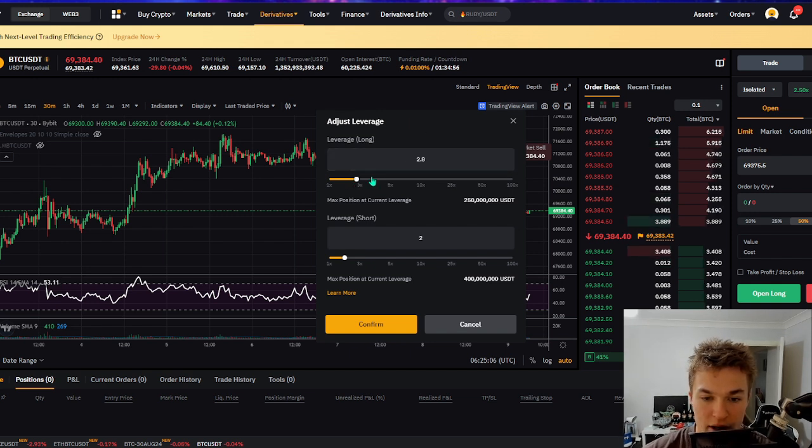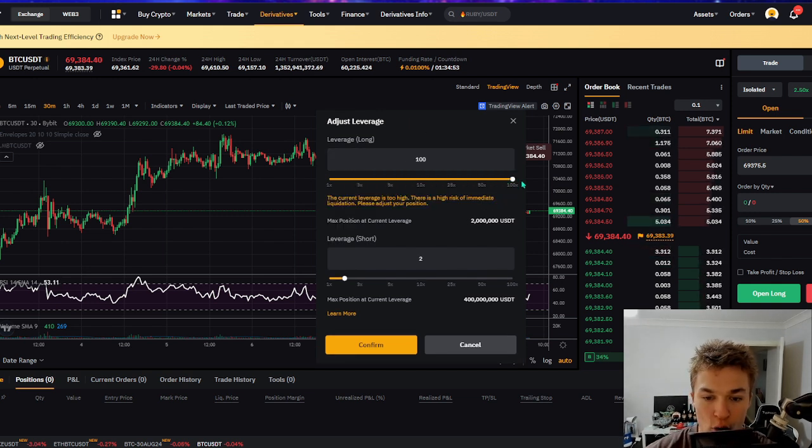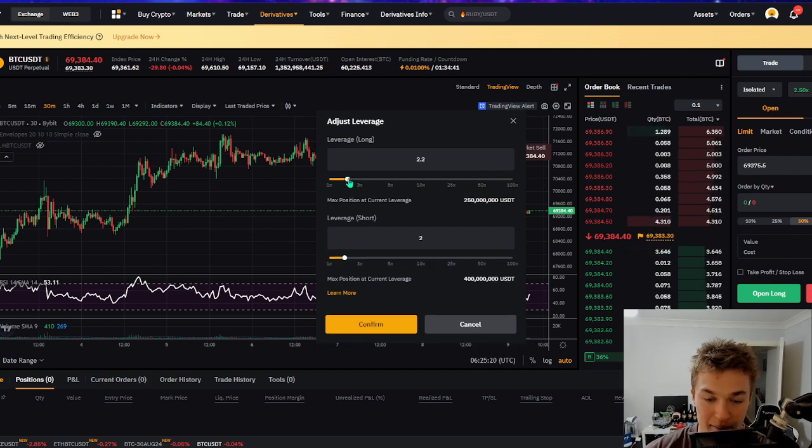So you can change this and scale it up all the way up to 100, and you can see that the current leverage is too high. You can see that there is a high risk of immediate liquidation. Please adjust your position. So they're basically saying, please don't do this. That's stupid. But we'll just keep ours at 2.5x leverage. What that does is it increases your potential winnings, I guess, but it also increases your potential losses. And it does set you a liquidation price as well.